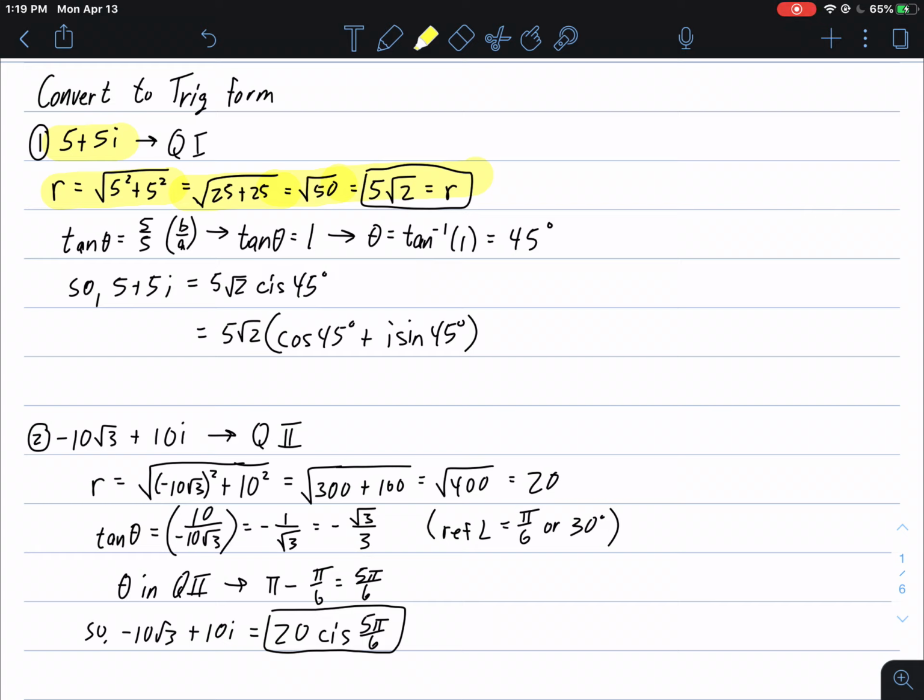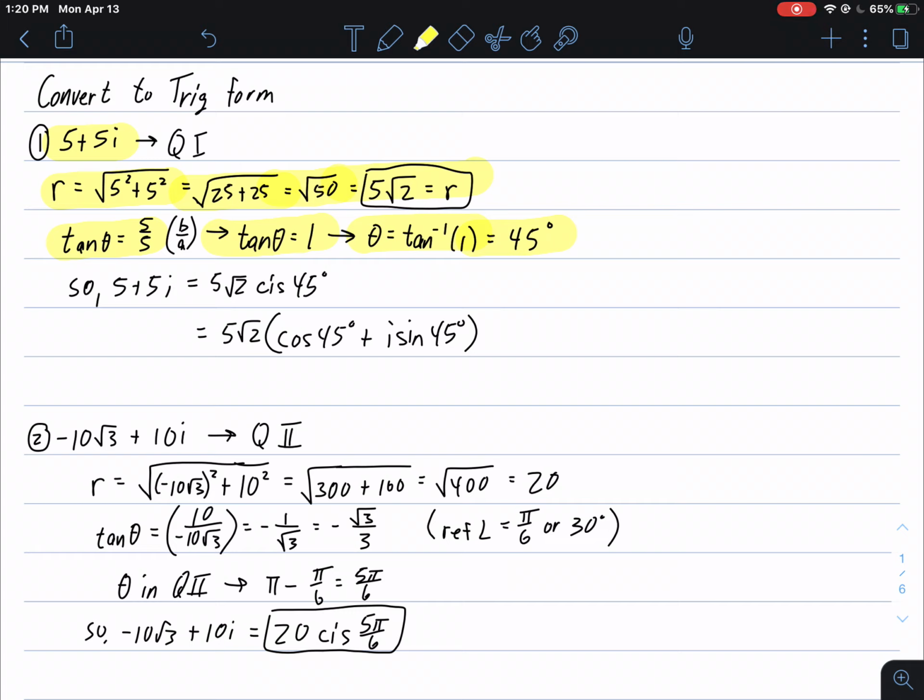I've got tangent of theta is b over a, right? Y over x, b over a. So then I'm looking at a tangent of theta equal to 1, 5 over 5. And then we play our inverse game. Right? So I then look at the angle whose tangent is 1. And that's one of our recognizable angles, or should be by this point. If not, we're in deep trouble. But 45 degrees, or pi over 4.